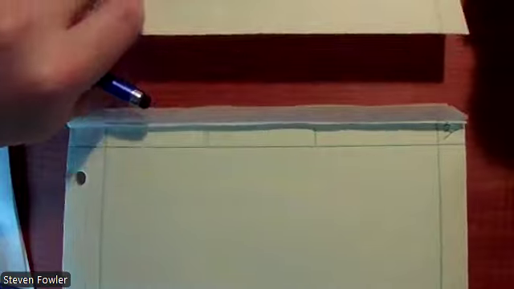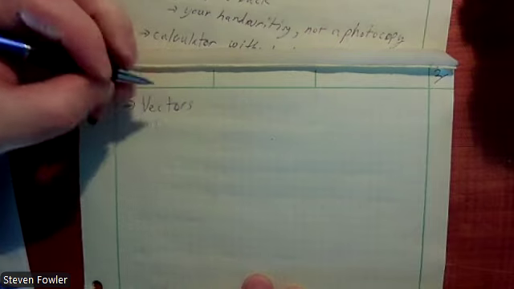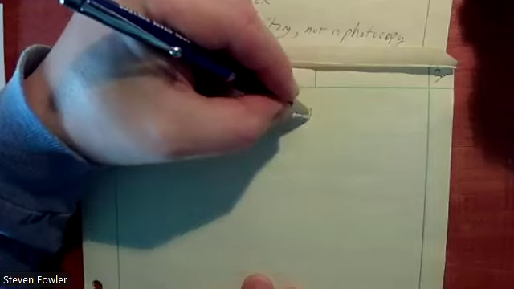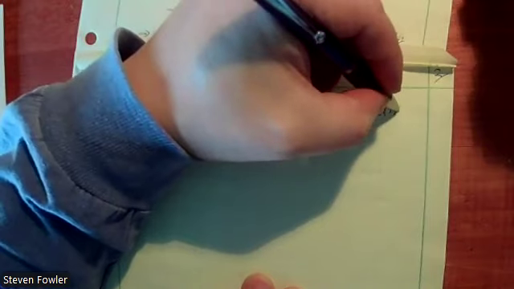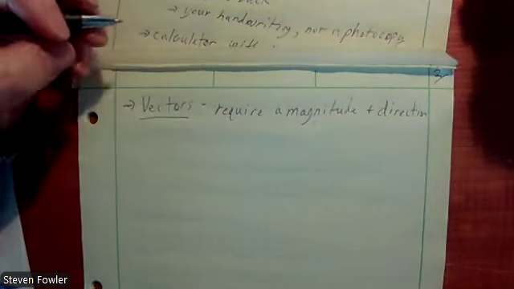After that, if we talk about vectors, it's not a bad place to go from there. So if we expand on this idea of vectors just a bit, vectors are quantities that require a magnitude and direction. So vectors are quantities that require magnitude and direction.